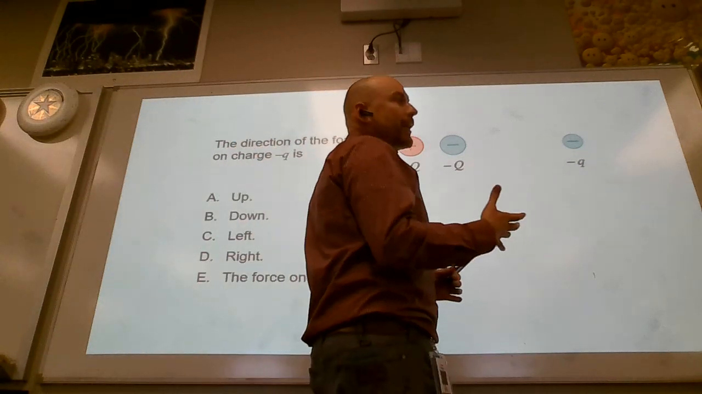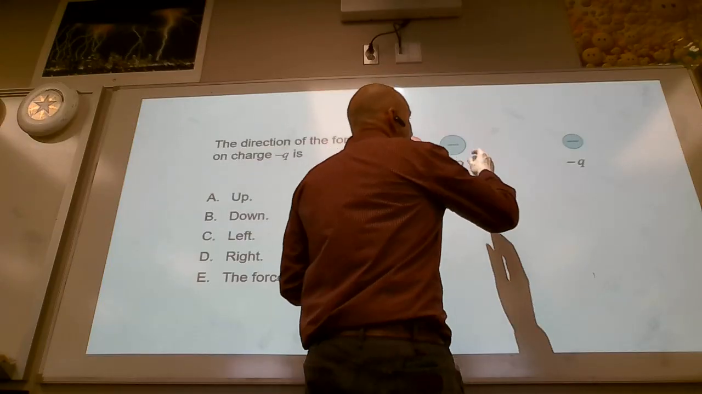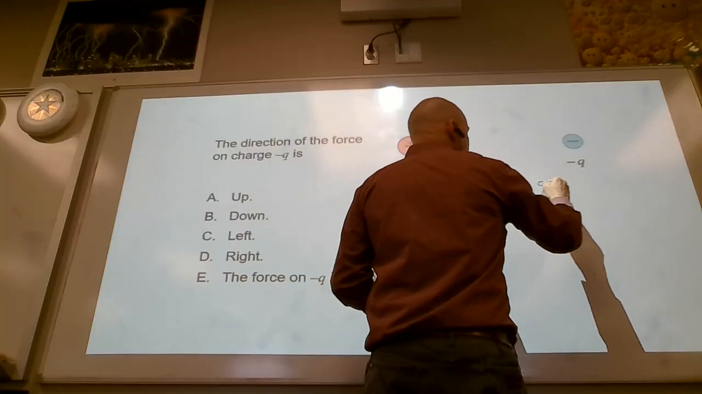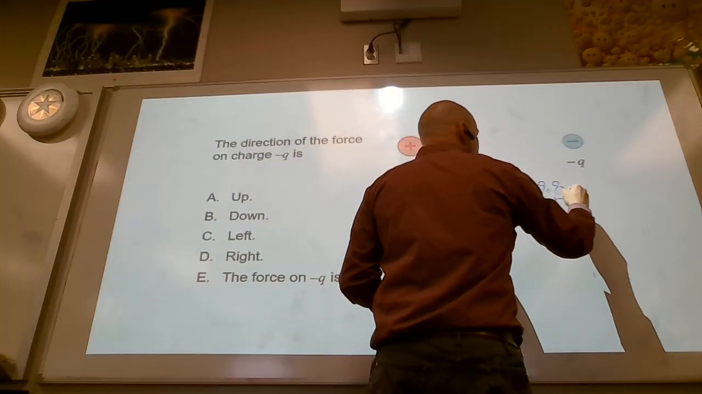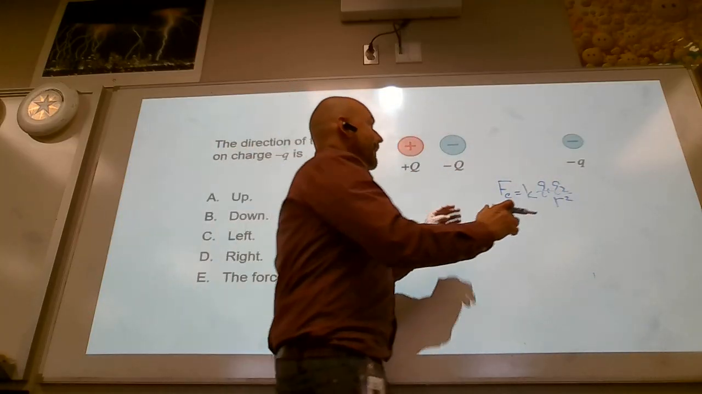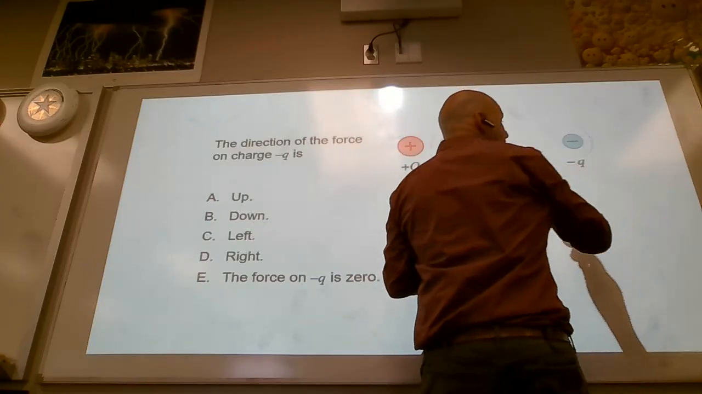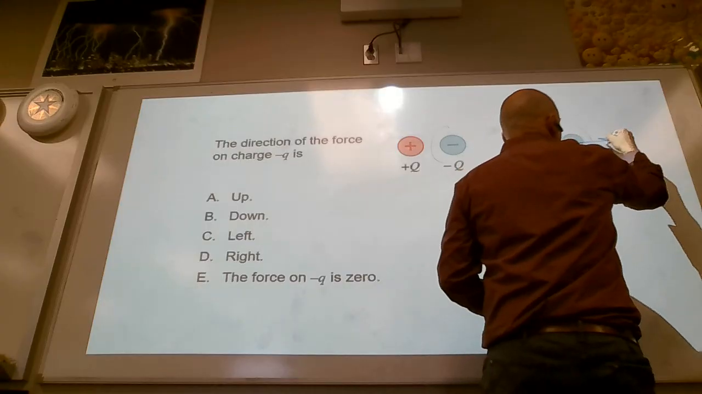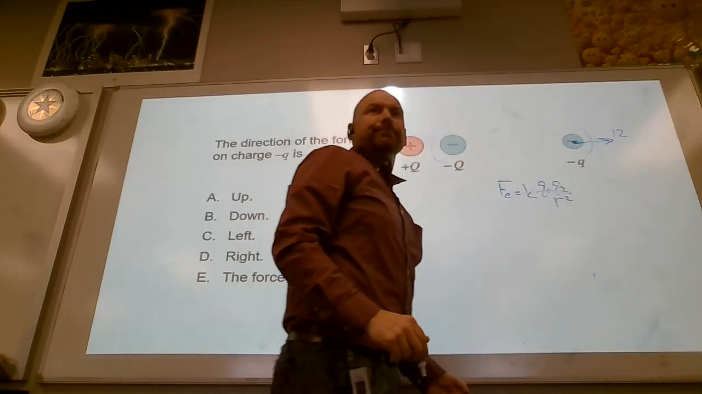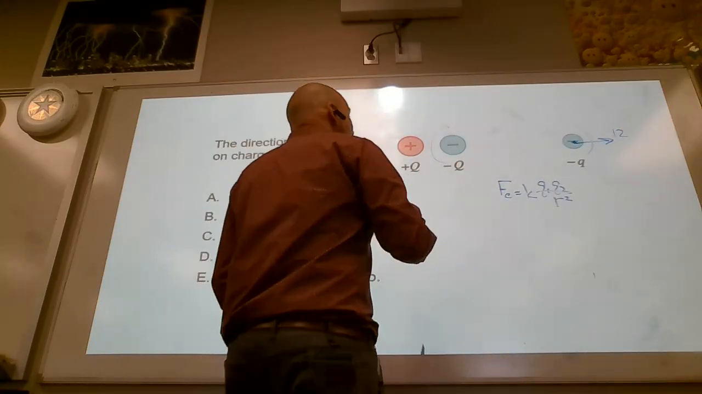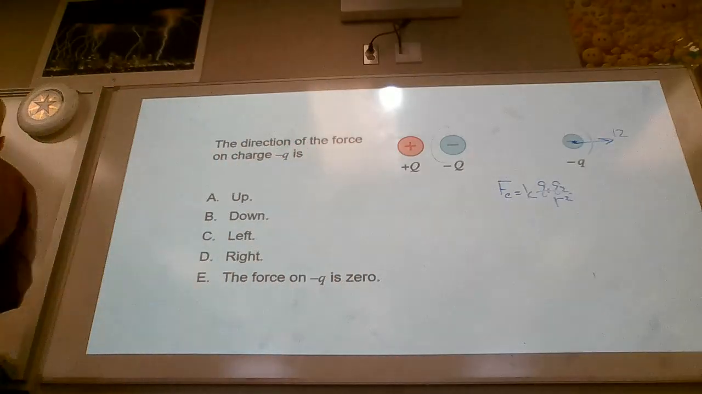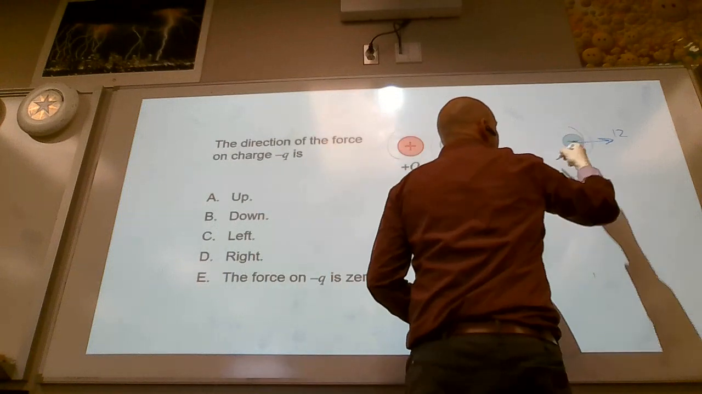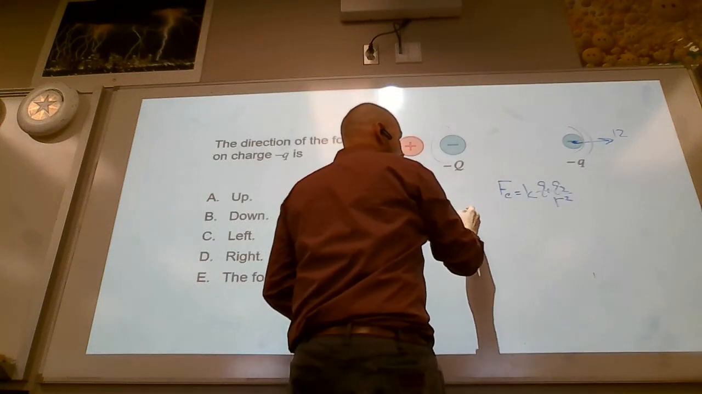If you were trying to calculate the net force, you would do Coulomb's law with this pair, and you say, okay, let's say I'm going to make this up, let's say it's 12. And then you were trying to find the force between this pair, you do the same thing.